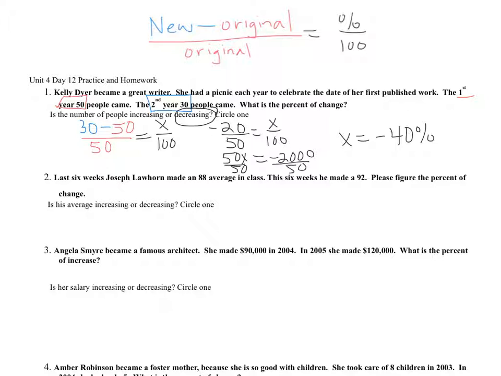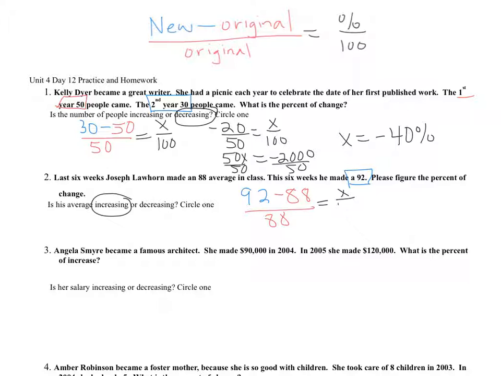Number 2. Last 6 weeks, Joseph Longhorn made an 88 average in class. This 6 weeks, it was a 92. Figure the percent of change. Well, if you're going from 88 to 92, that's going to be an increase. And now we're going to go ahead and calculate. The new number is 92. That's the most recent. And then the original is 88, all compared to the original.